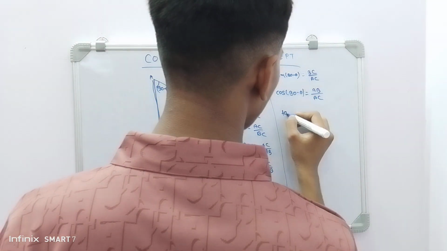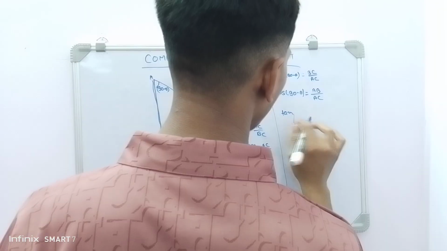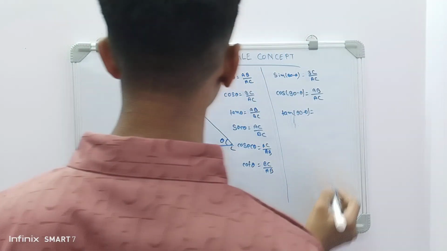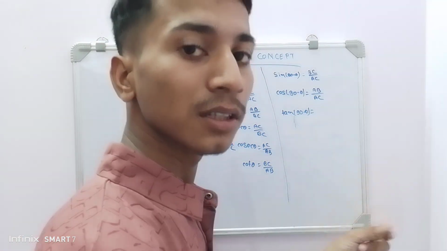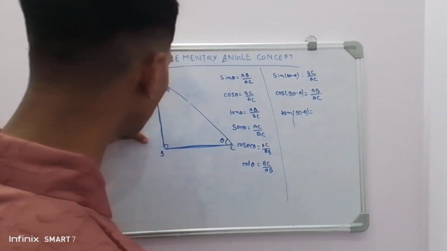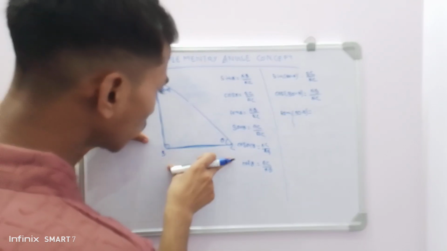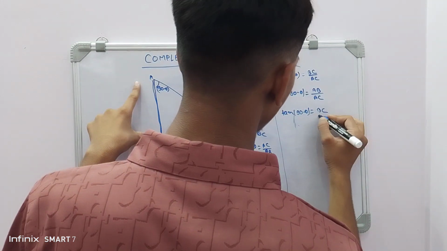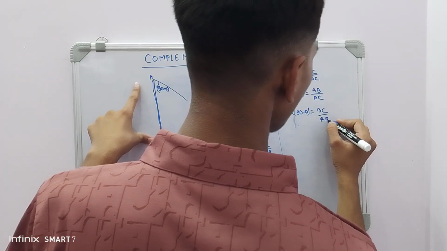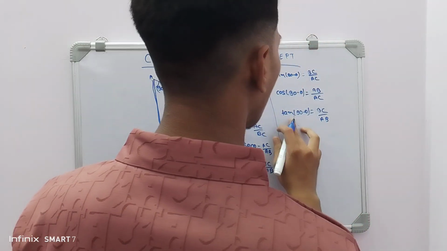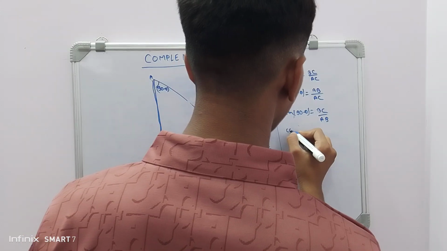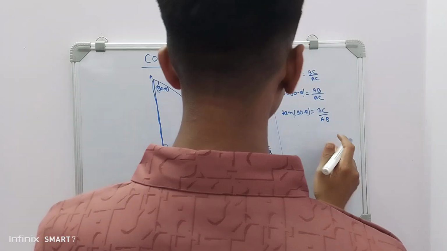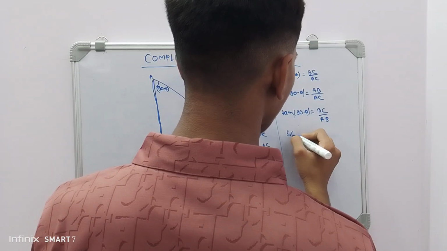And like this, tan 90 minus theta. Tan theta means perpendicular by base, and for this angle, this is going to be the perpendicular and this is the base. So right here BC by AB. And as we know, the reciprocal of cos theta is sec theta.